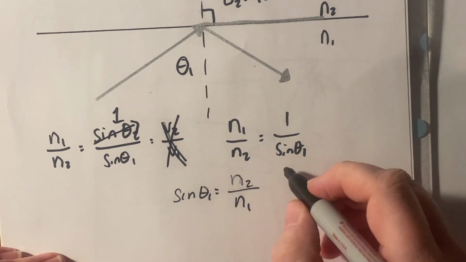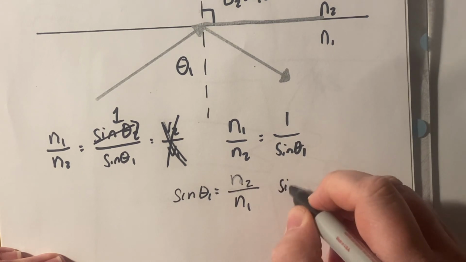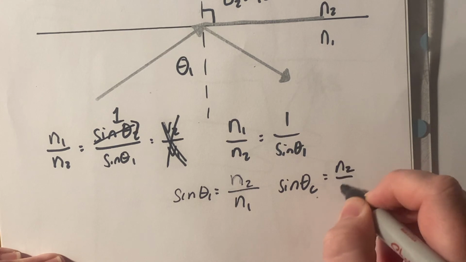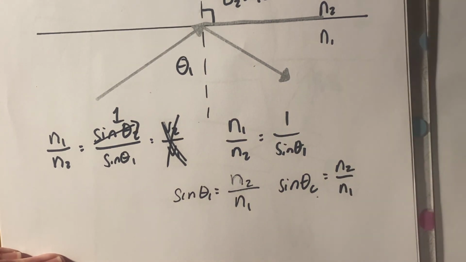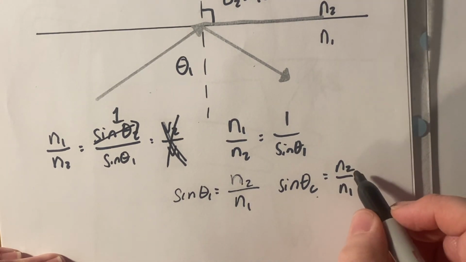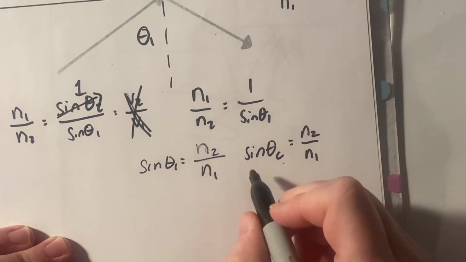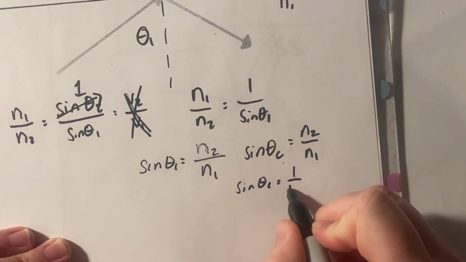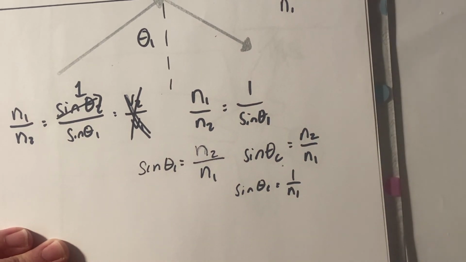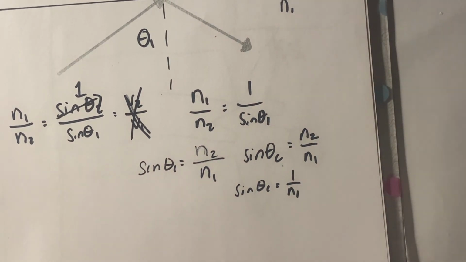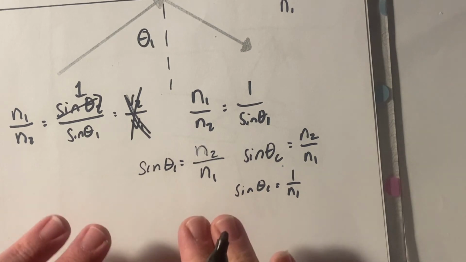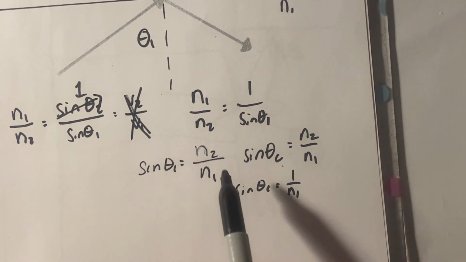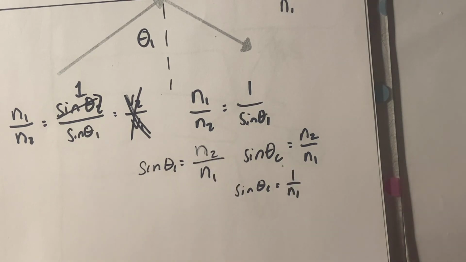You may also see it, because that sine theta 1 is your critical angle, written as sine C for critical angle equals N2 over N1. And that's just making the assumption that theta 2 is at 90 degrees. You may also see it as sine theta C is equal to 1 over N1, because in that situation, the assumption is being made that air is your second substance that it's leaving to.